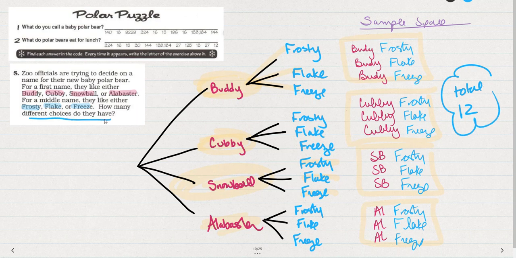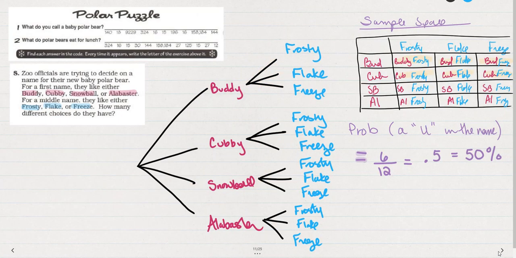So how many different choices do they have? 12 different choices altogether. But here we can see it being done with the tree diagram. If you wanted to use that chart, we could, because there are only 2 choices, a first name and a second name. We could do this in the chart where in the rows I'm going to put Buddy, Cubby, Snowball, and Alabaster. And then in the columns, we've got Frosty, Flake, and Freeze. So we could get each of those first names combined with each of those middle names gives us a total of 12.